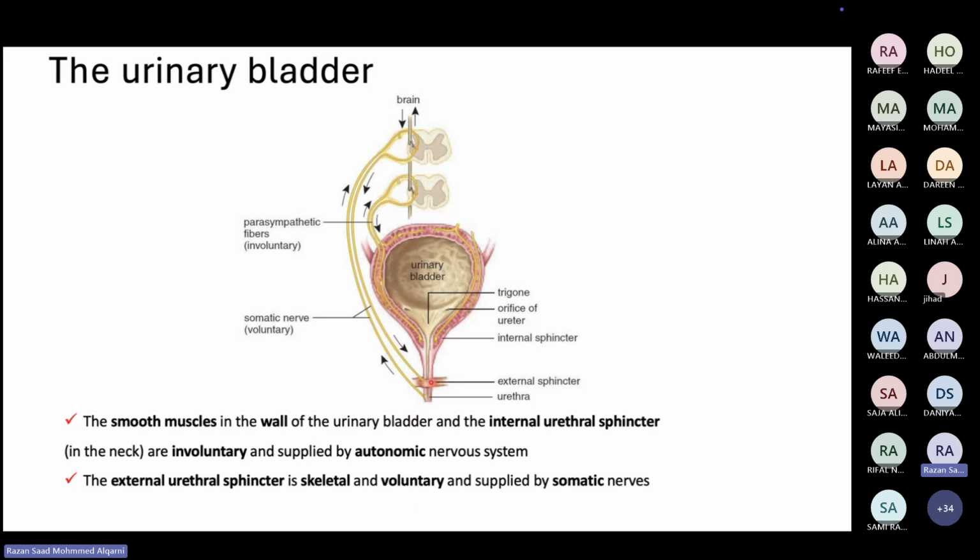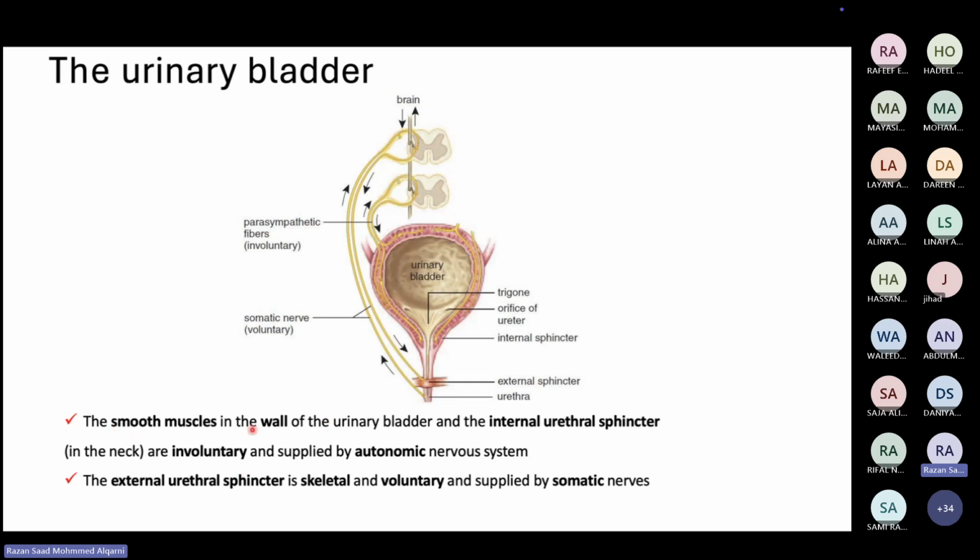This external sphincter is going to send some somatic, which is voluntary, signals that we feel. That's the meaning of somatic or voluntary. That means we can feel it. So it's going to send some impulses to the spinal cord up to the brain, and then it's going to return back again to give an order for the external sphincter to open, which is a voluntary movement that we can control when we go to the toilet.